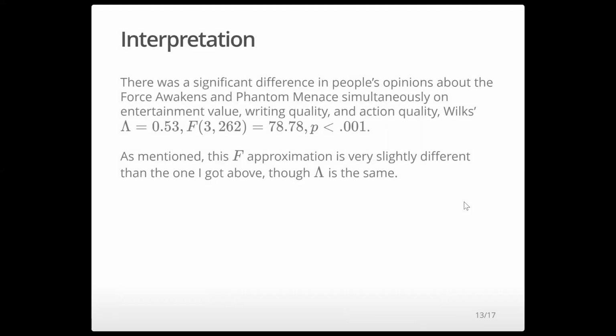So here we say there was a significant difference in people's opinions about Force Awakens and Phantom Menace simultaneously on entertainment value, writing quality, and action. Wilks lambda equals 0.53, F of 3, 262 is 78.78, p less than 0.01. And so this was a very slightly different F value than what I got when I did it manually, but the lambda is the same. So it's really just the transformation from lambda to F that was a little bit different here.